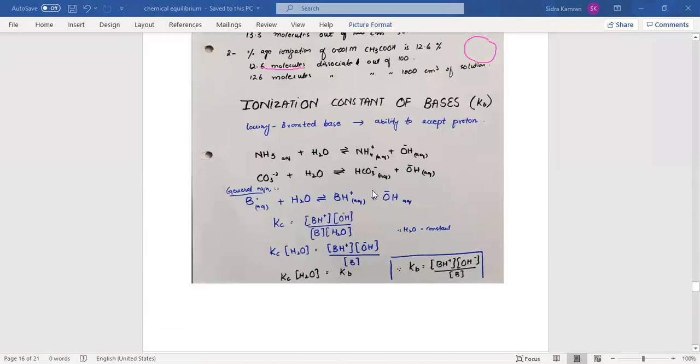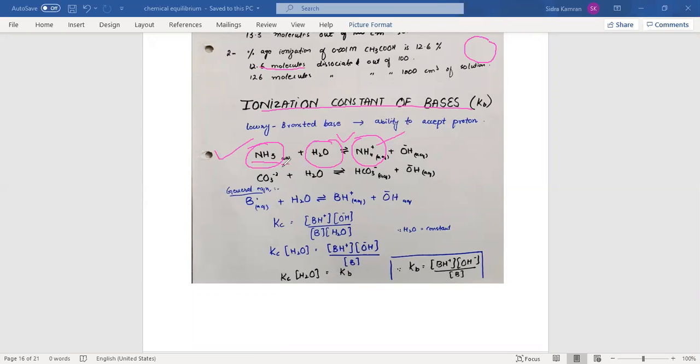Next topic is the ionization constant of bases. Acids are proton donors according to the Bronsted and Lowry theory, and bases are proton acceptors. So ammonia is considered a base. When we add ammonia to water, water will lose its proton and ammonia will take that proton. Water is amphoteric, it behaves as an acid or a base according to the situation. So in this situation, ammonia behaves as a base, it will accept the proton, and water behaves as an acid. So water will lose its proton and ammonia will take that proton and become ammonium ion.